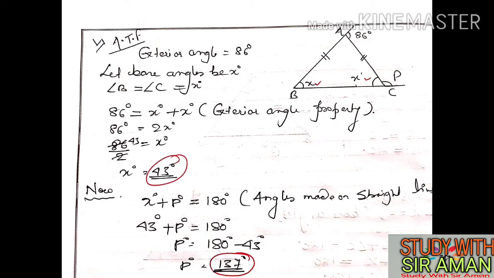Now how to solve? See, any interior angle is not given, exterior is given. It means we have to use the property of exterior. So exterior angle is equal to sum of its interior opposite angle. Means you can check third line, 86 degree equal to x plus x, therefore x is 43 degree. Okay, one more angle you have to find here, P. What is the relation between x and P? They are made on straight line, so x plus P must equal to 180 degree. So therefore find the value of P, your answer will come. Okay, clear?